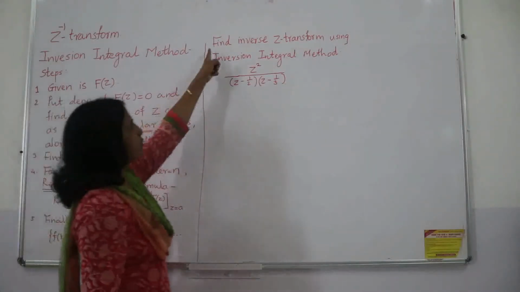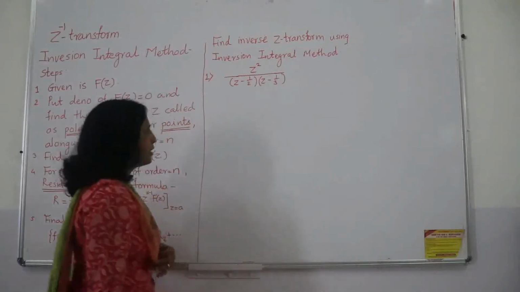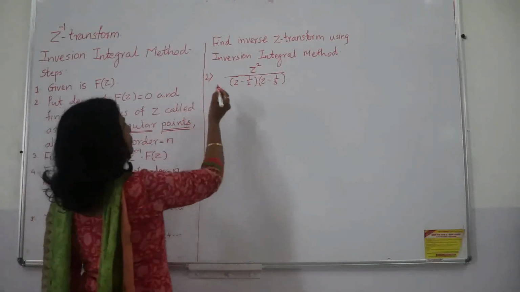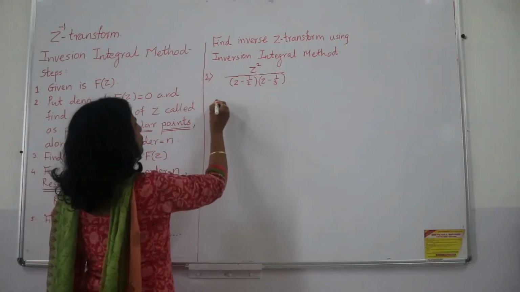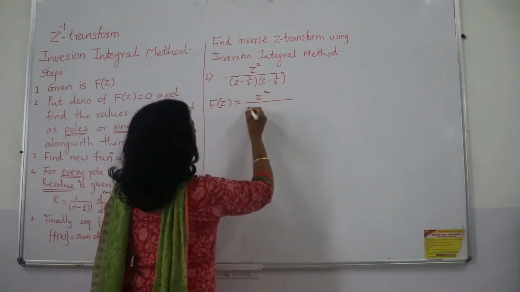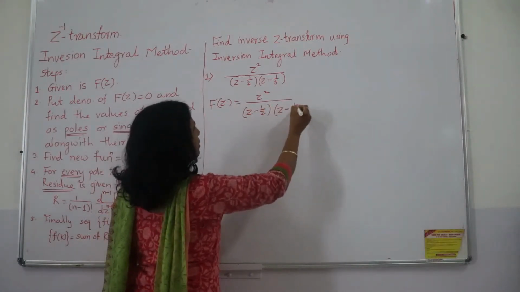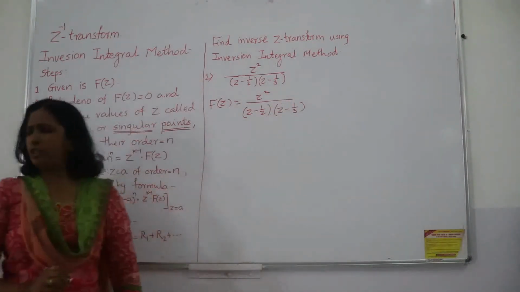Now see our first question. Find the inverse Z transform using the inversion integral method. Now this is the function given to me. This is the function F(z), which is z square upon (z minus half) and (z minus 1 by 3). This is the function which is given to us.